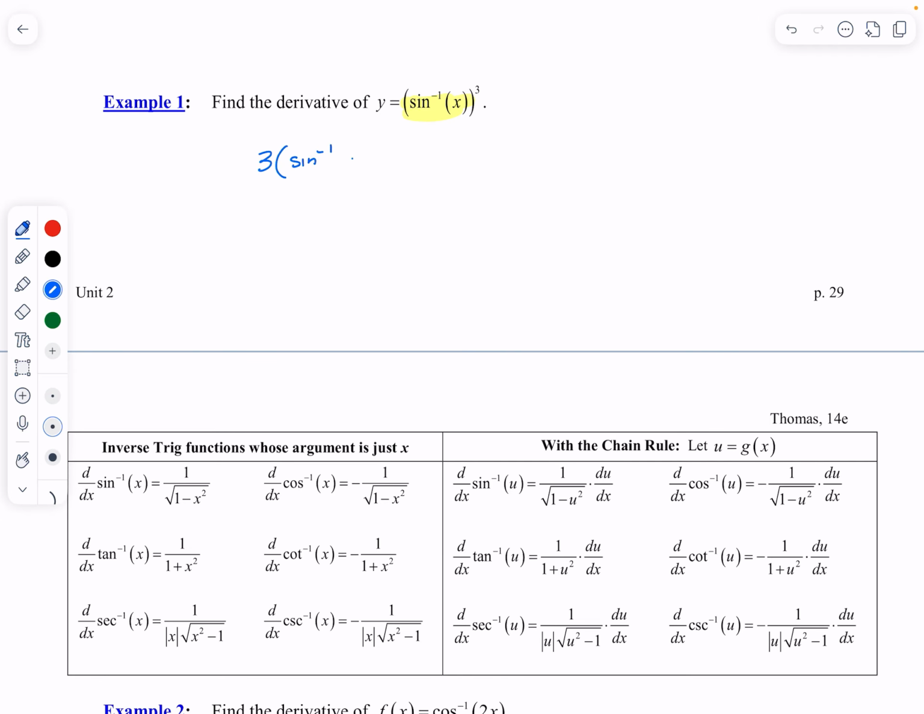I'm going to leave the argument alone, so I have inverse sine of x, and then this becomes 2 up here. Now I'm going to take the derivative of the inside function, which is inverse sine of x, and that is 1 over the square root of 1 minus x squared. And now I've got to put this together, so this is 3 times inverse sine of x squared over the square root of 1 minus x squared. And that's my derivative.